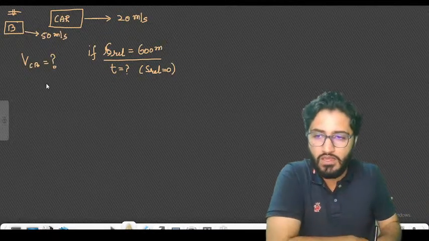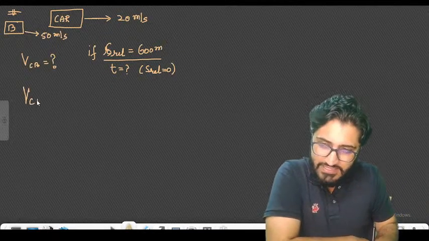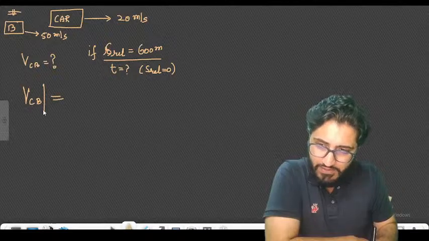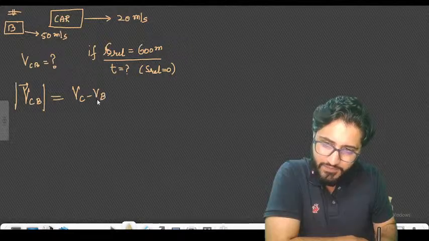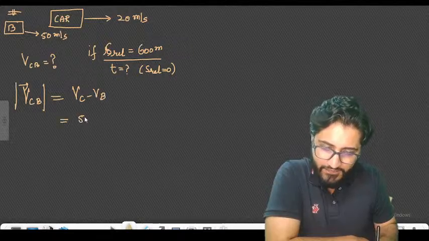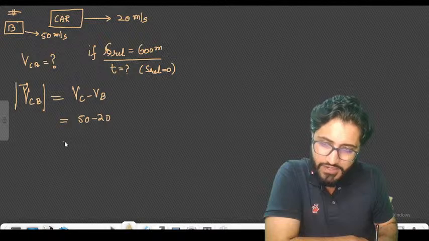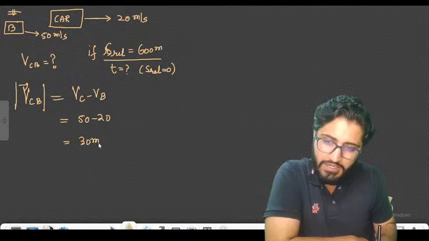So look now, what is VCB? Both are going in the same direction, so I will write here VC minus VB. What is VC? It is 50. VB is 20. 50 minus 20 is 30. So 30 meters per second.